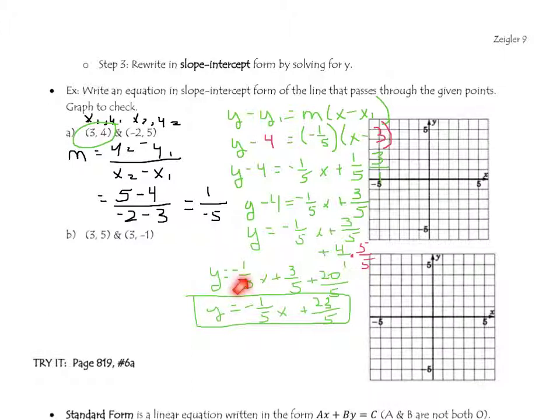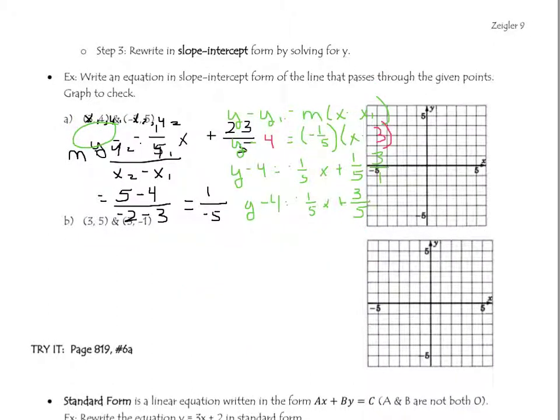Y equals negative 1/5 x plus 3/5 plus, and then 4 times 5 is 20, 1 times 5 is 5. Now I have two fractions of the same denominator, so I can just add their numerators and leave the denominator the same. And that gives me y equals negative 1/5 x plus 23/5. Y equals mx plus b. So now I have it in slope-intercept form.